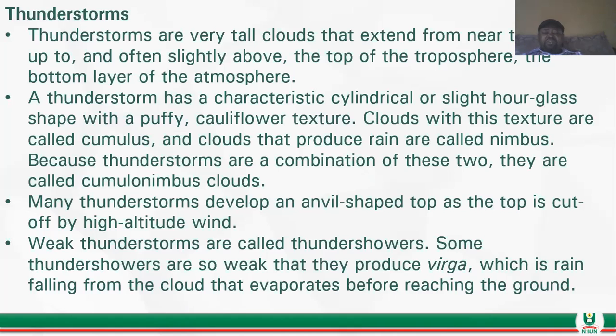Because thunderstorms are a combination of these two, they are called cumulonimbus clouds. Okay, many thunderstorms develop an anvil-shaped top, as the top is cut off by high altitude wind. Weak thunderstorms are called thunder showers. Don't forget, weak thunderstorms are called thunder showers. Some thunder showers are so weak that they produce virga. Virga is rain falling from the cloud that evaporates even before reaching the ground.